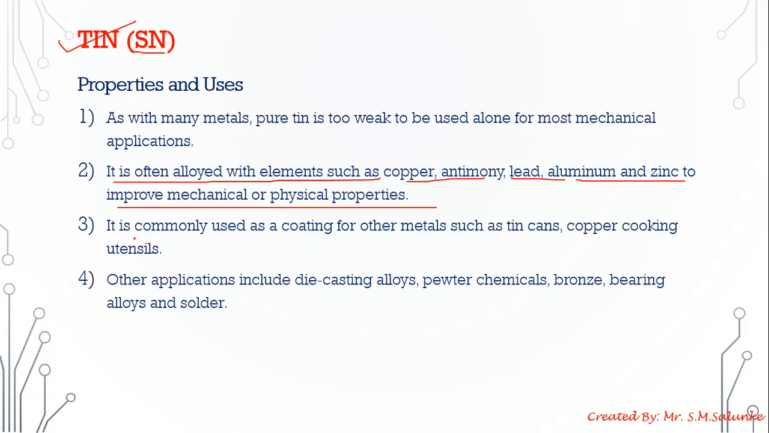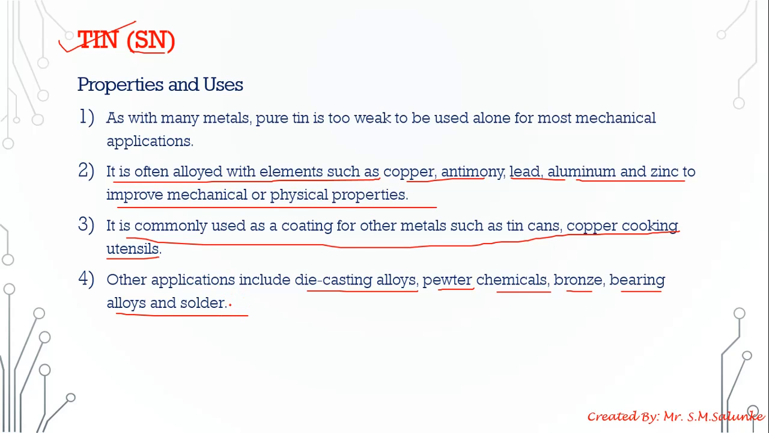It is commonly used as a coating for other metals such as tin cans, copper utensils, etc. Other applications include die casting alloys, pewter, chemicals, bronze, bearing alloys, and solder. So we have already seen that lead and tin are used in solder guns. Similarly, there are various other applications for tin.